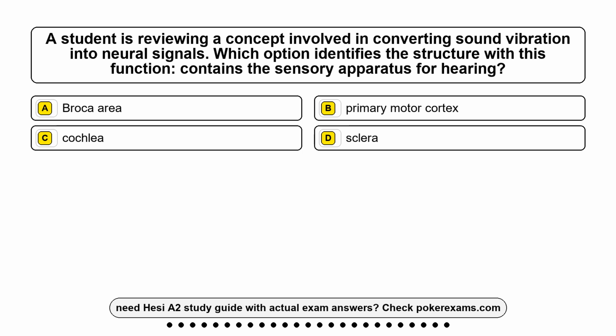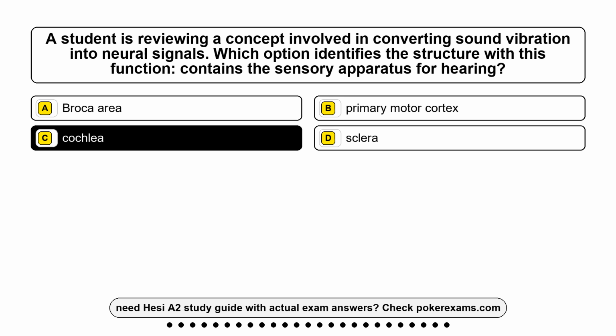Question 11. A student is reviewing a concept involved in converting sound vibration into neural signals. Which option identifies the structure with this function, contains the sensory apparatus for hearing? Option A, Broca area. Option B, primary motor cortex. Option C, cochlea. Option D, sclera. The correct answer is option C, cochlea.